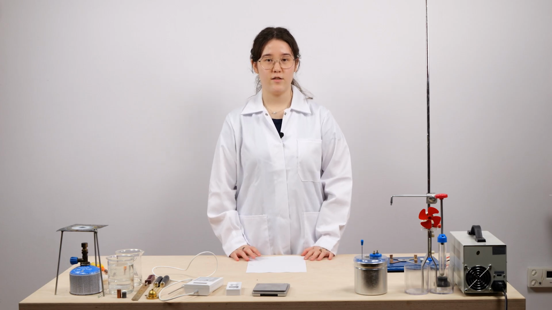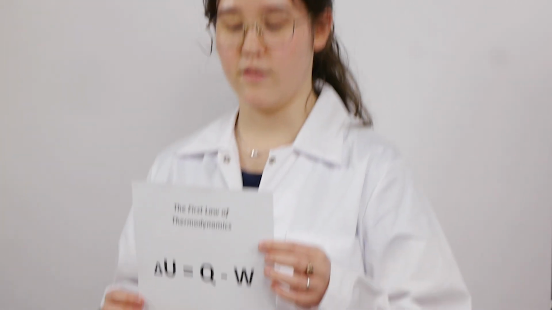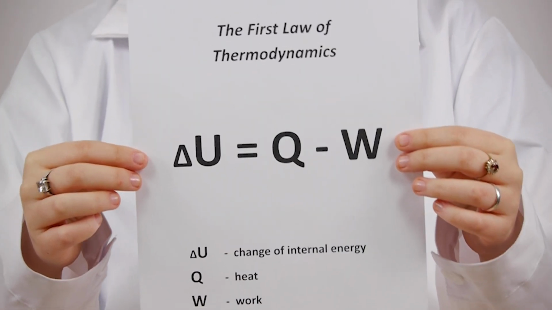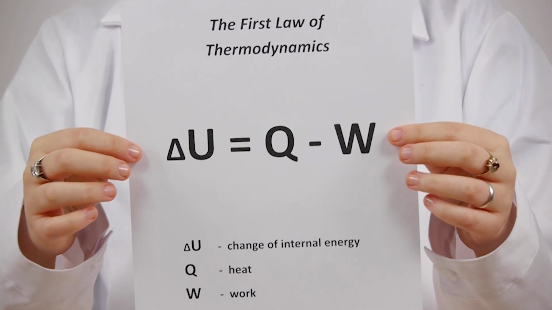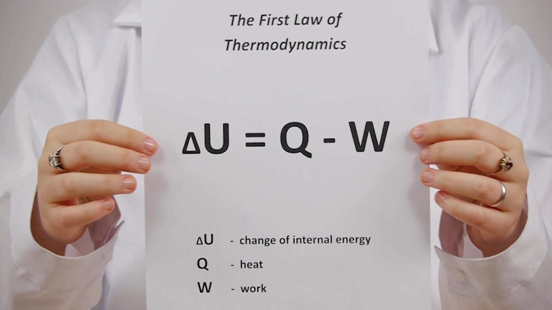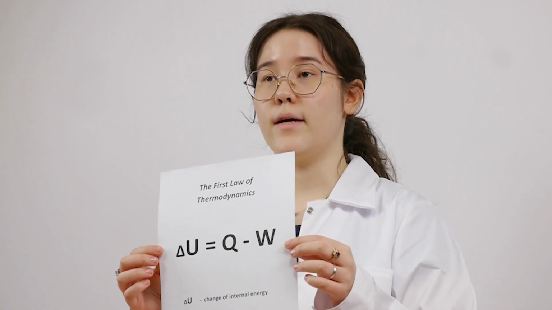From this, it is easier to derive the conclusion about the relationship between internal energy, heat, and work, which comprises the first law of thermodynamics. Change of internal energy, delta U, equals energy transferred as heat, Q, minus work, W, done on or by the system.